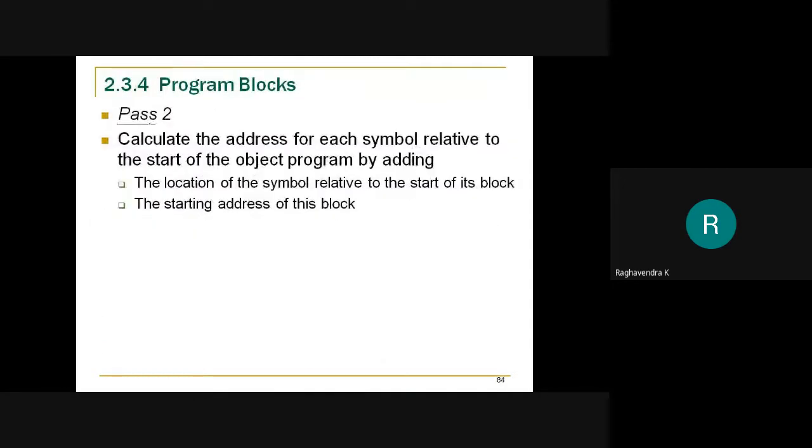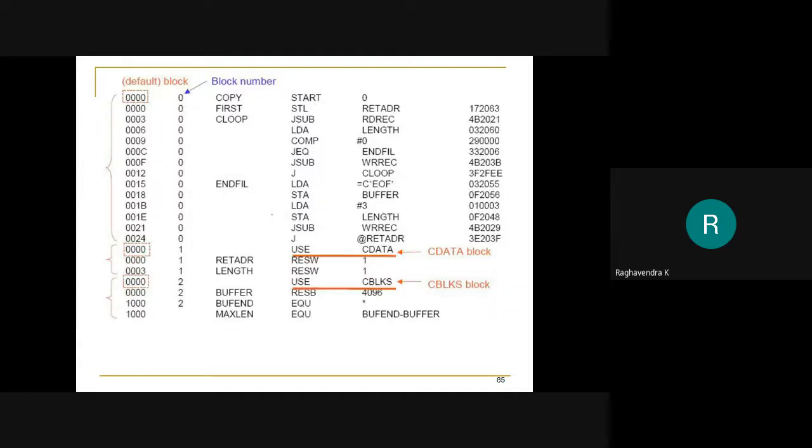So during pass 2, what will happen? The address will be calculated for each symbol relative to the start of the object program by adding two things. One of the things is the location of the symbol relative to the start of its block, and then the starting address of this particular block is going to be added. Okay, I'll show you how.